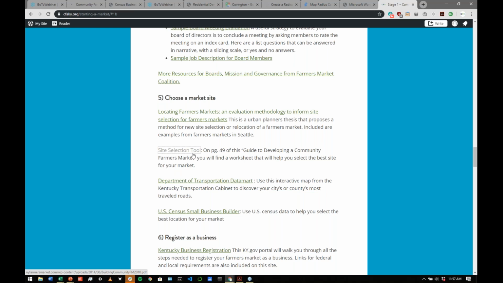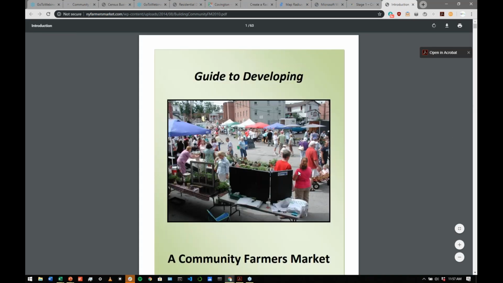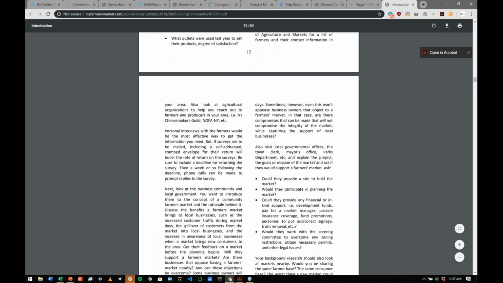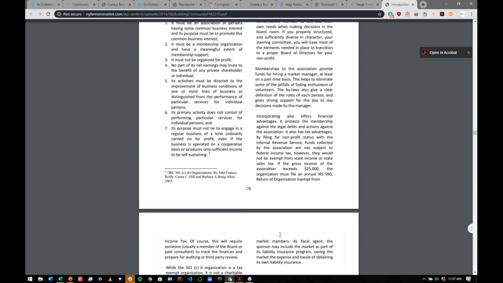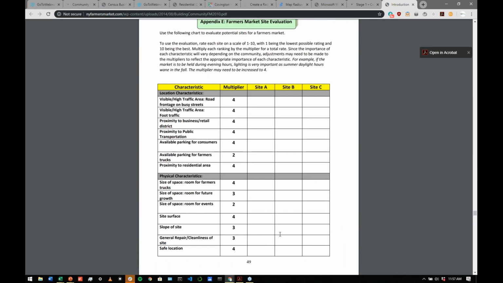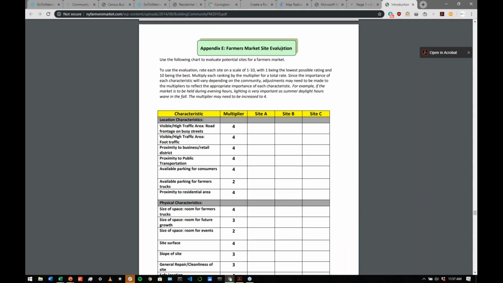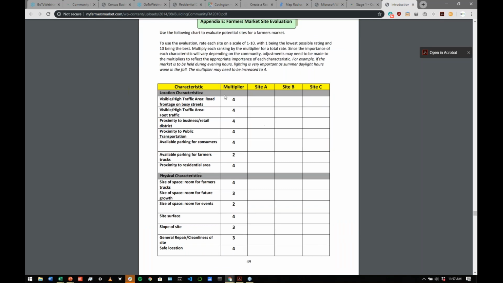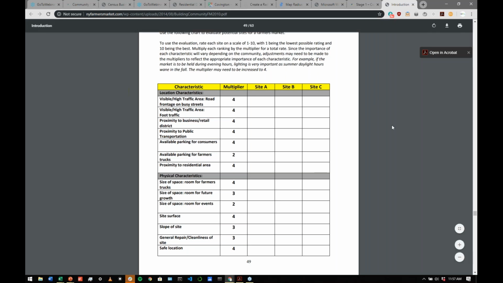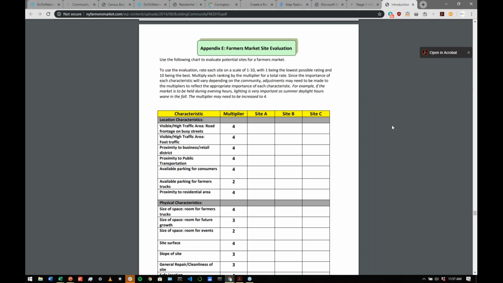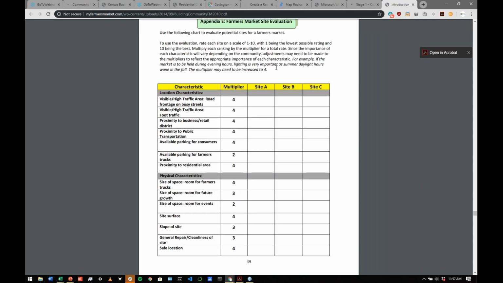I just want to show you really fast, if I can just get it to pop up. Okay. On page 49, here's a quick example of a site evaluation score sheet. So this will give you a helpful sort of structure for evaluating any potential new locations.